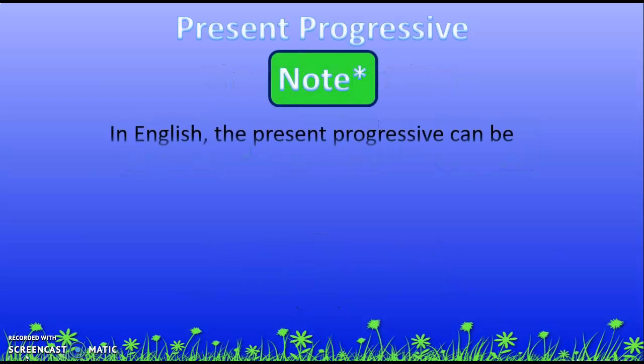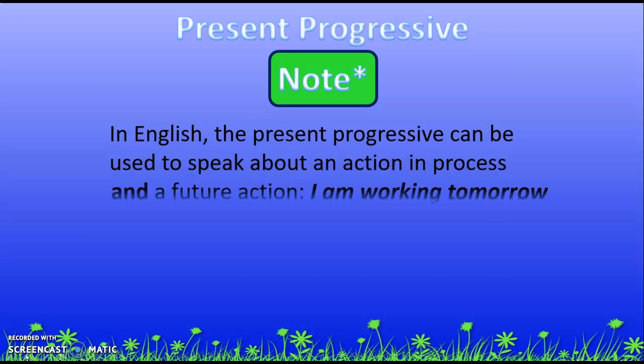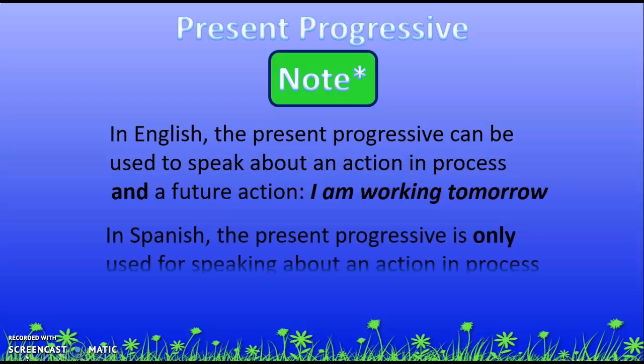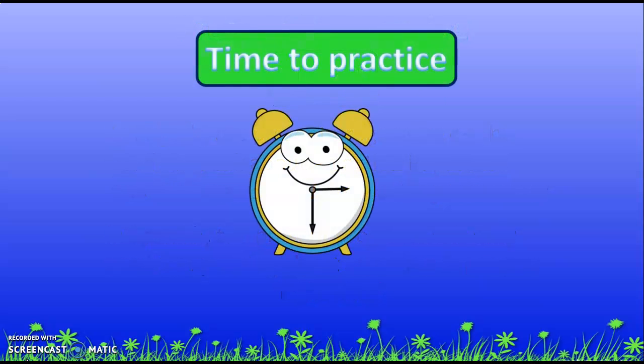Here's another note. In English, you can use the present progressive to speak about an action in process and a future action. I am working tomorrow in the future. In Spanish, you can only use the present progressive for right now. So you can't use this form to talk about what you will be doing later or tomorrow. You only can use it to talk about what is happening right now. Okay, so let's do some more practice.